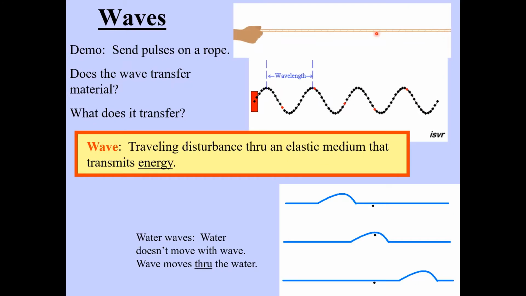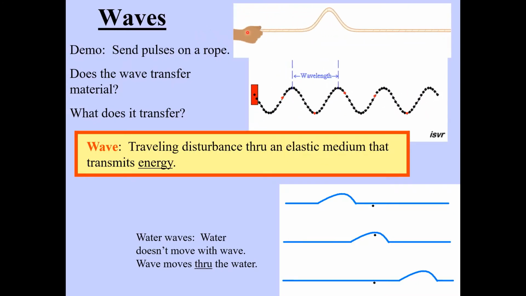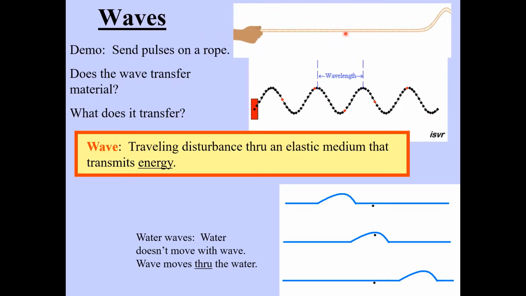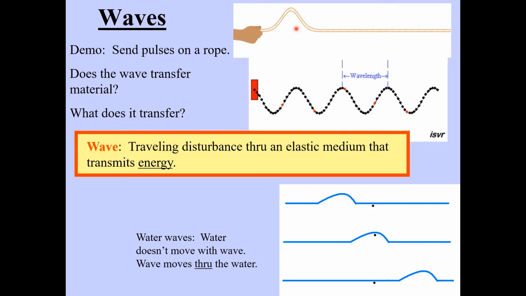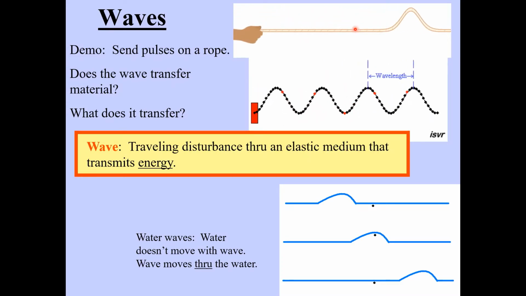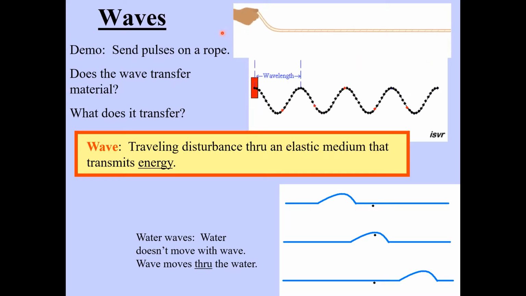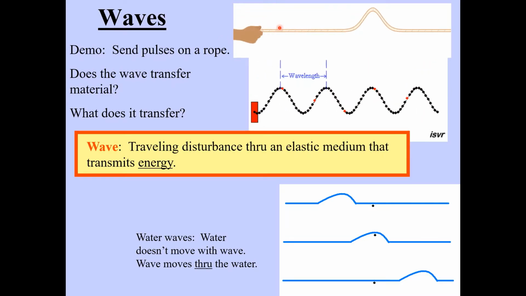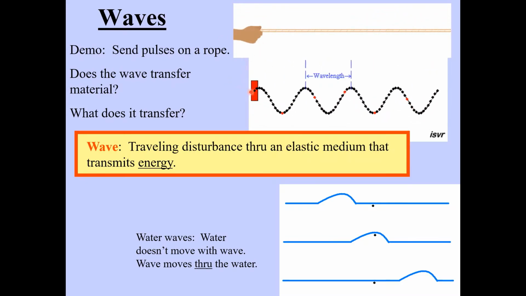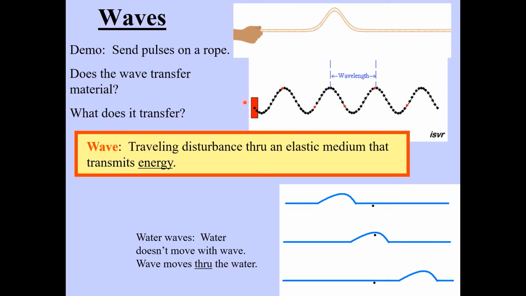left to right. Now, one thing, if you look at this, it looks like the rope is actually moving to the right, but it's not. In fact, the material of the rope only moves up and down, and we can see this more clearly by looking at this animation right here.